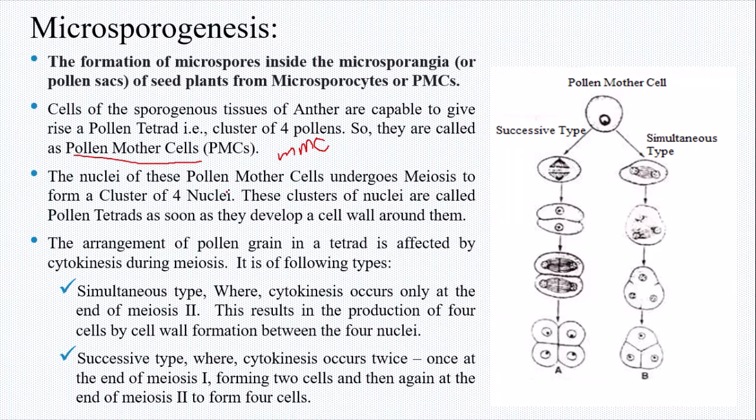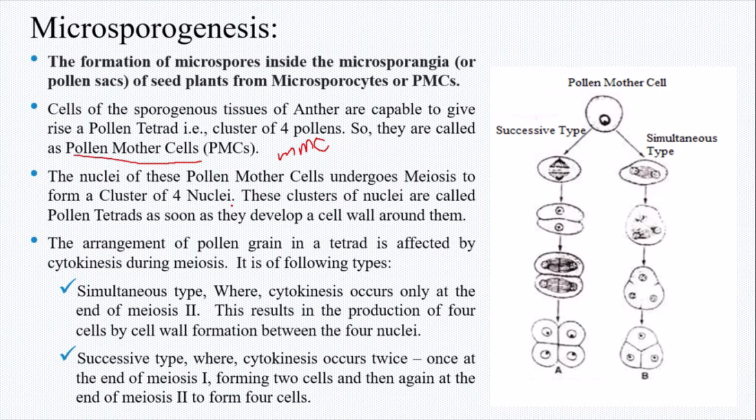The nuclei of these pollen mother cells or microspore mother cells undergo meiosis to form a cluster of 4 nuclei. I think you should take a pause to remind yourself what would be the ploidy of the pollen mother cell and what would be the ploidy of the pollen tetrad that will be formed after the meiosis in the pollen mother cell. Yeah, of course, you are right. The nuclei of these pollen mother cells undergo meiosis to form a cluster of 4 nuclei. So the pollen mother cell will be diploid in ploidy.